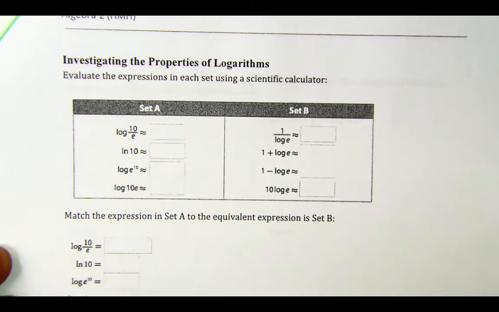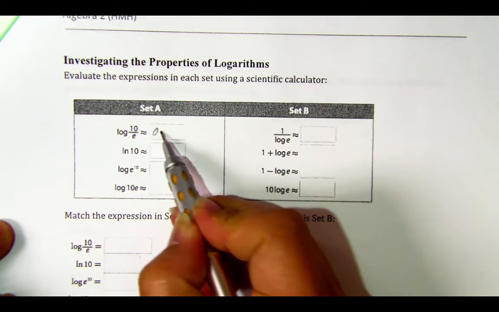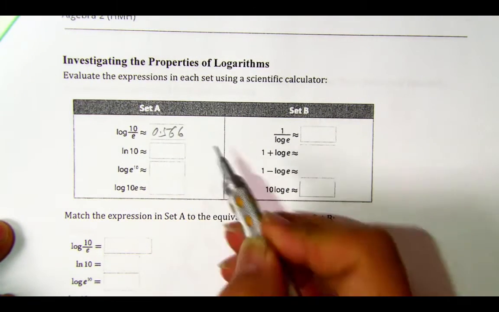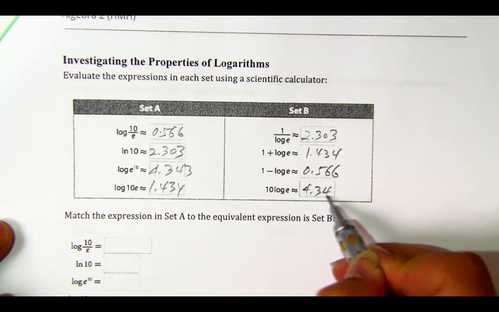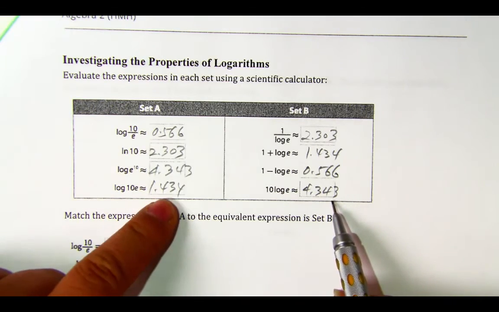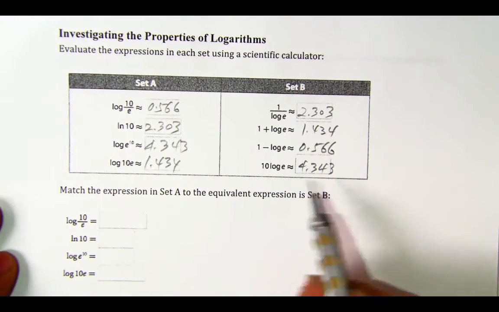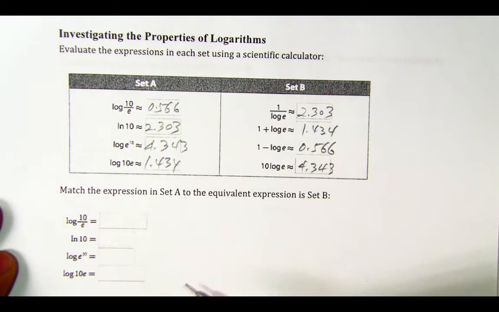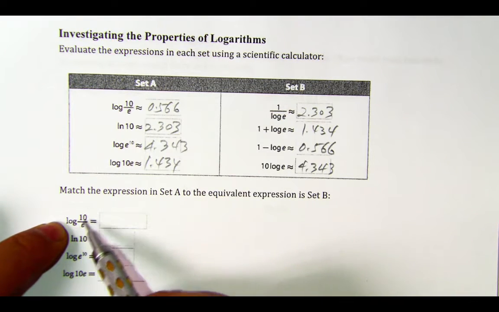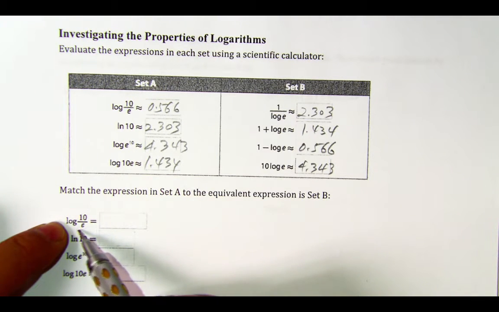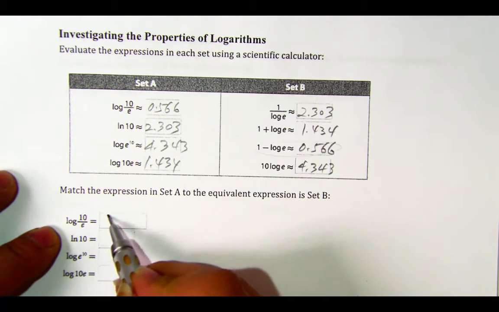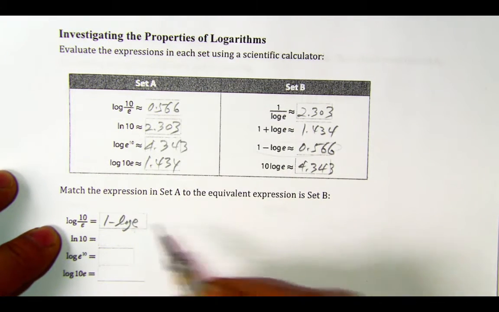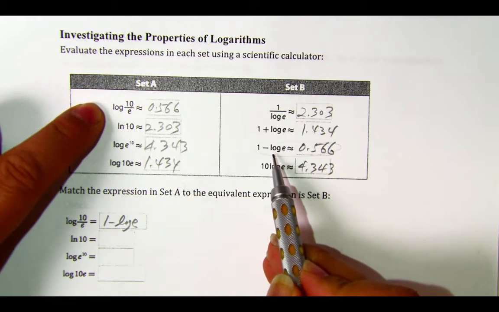So we're back. The values that I got were 0.566, 2.303, and 4.343. Now looking at these decimal values, we can find the relationship between these two expressions. I see that log base 10 of 10 divided by e, this common log, has 0.566. So it looks like there's some way to express this differently.